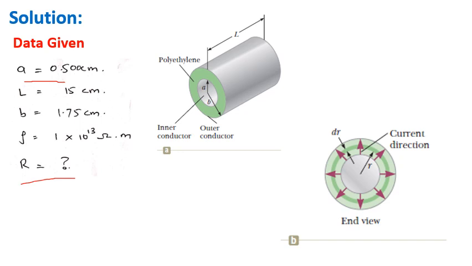This is how we can see the figure over here. So the radius from center to the plastic is r, and this is the thickness which is represented by dr. Thickness of the plastic is represented by dr, and the direction of the current is moving towards outside. So this is the direction of the current over here. So now we will find R.